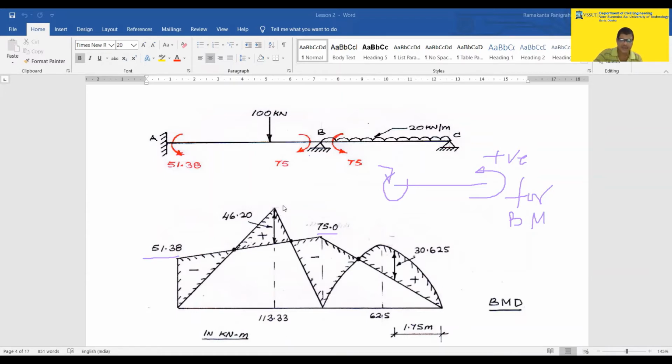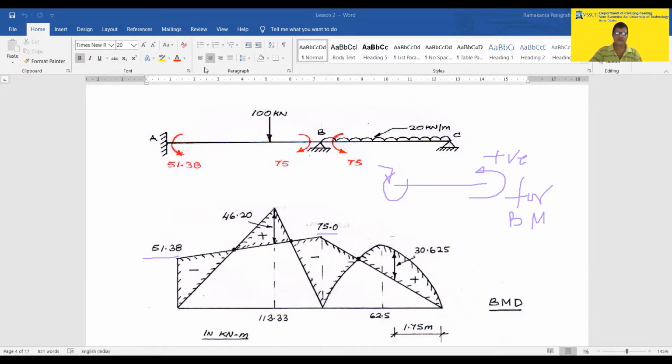So 133 minus 51 will give the value here. Similarly, this is WL square by 8, or for the 100 kilonewton load, this span is 4 and this is 2. Draw the simply supported diagram. The simply supported diagram is W a b by L. What is W a b by L? 100 into 4 into 2 by 6. So you can find this ordinate 113.33. This is how you get these ordinates.